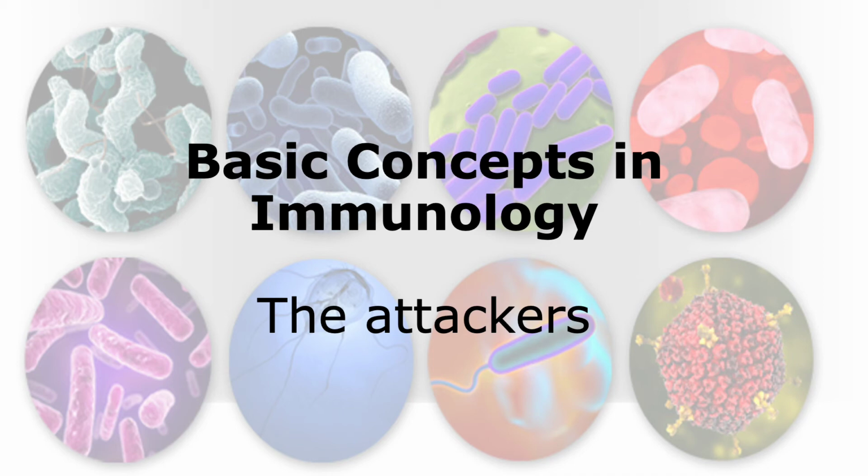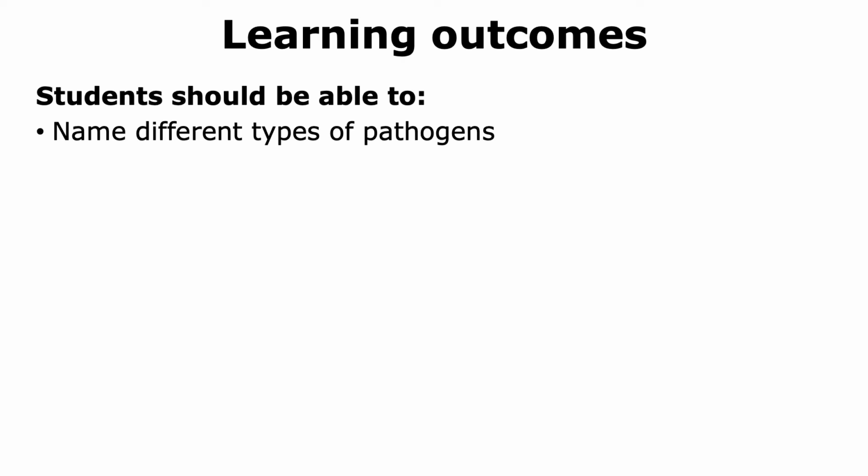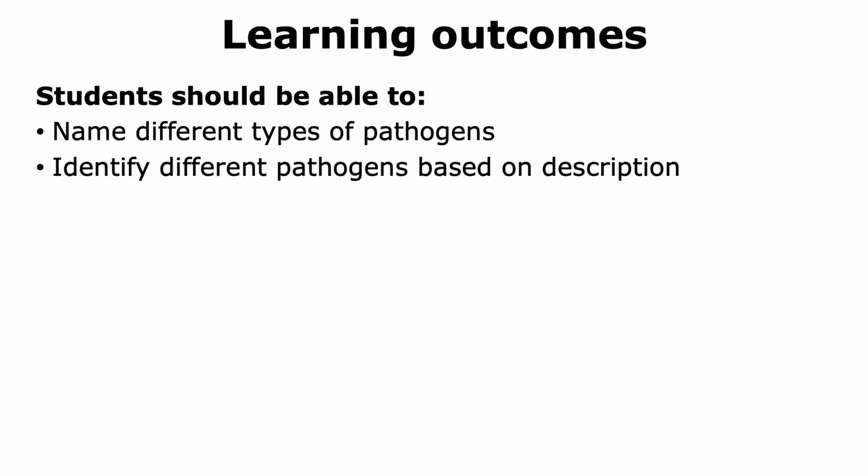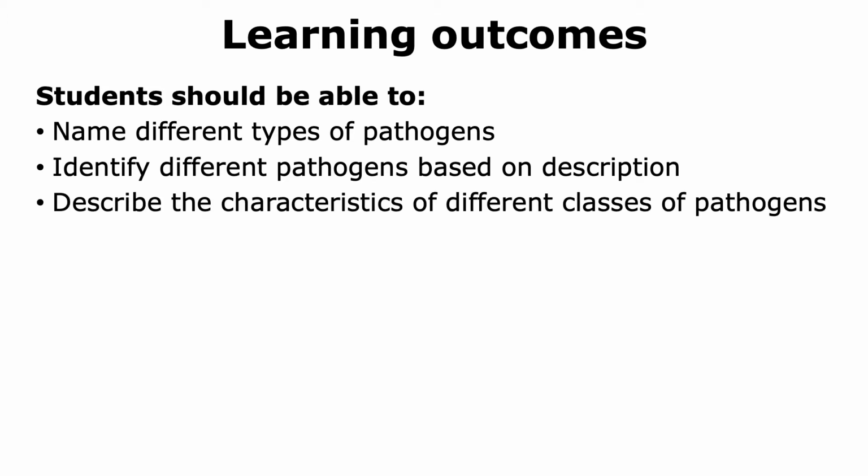Welcome to immunology. In this talk, we're going to look at some basic concepts in immunology, and we're going to focus on the different agents that can attack our body. By the end of this talk, students should be able to name different types of pathogens and be able to identify the pathogens based on their description. We are going to learn about characteristics of different classes of pathogens also.